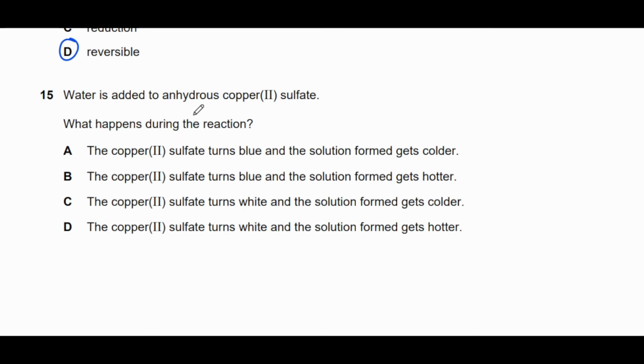Water is added to anhydrous copper sulfate. What happens during the reaction? Okay, so anhydrous copper sulfate is white. So when you add water, it will turn blue, right? Therefore C and D is wrong. And when you add water, it's actually an exothermic reaction. Therefore, the answer is B because the solution will get hotter.